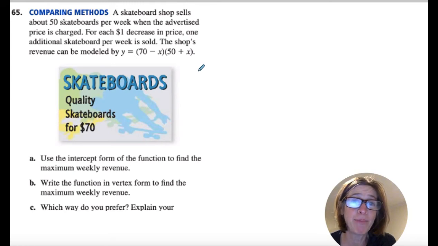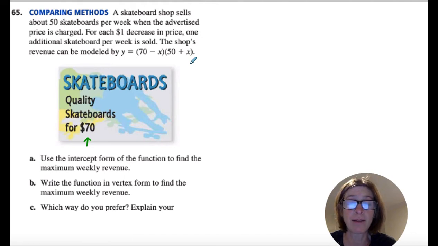So we've got a skateboard shop that sells about 50 skateboards per week when the advertised price is charged. The advertised price, I can see, is $70 because they gave me the ad. For each decrease in price, one additional skateboard per week is sold. The shop's revenue can be modeled by y equals (70 minus x)(50 plus x).